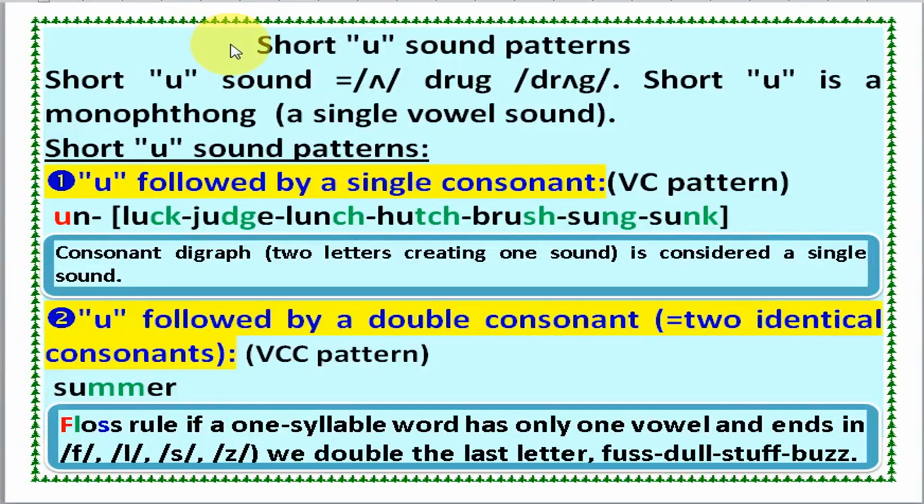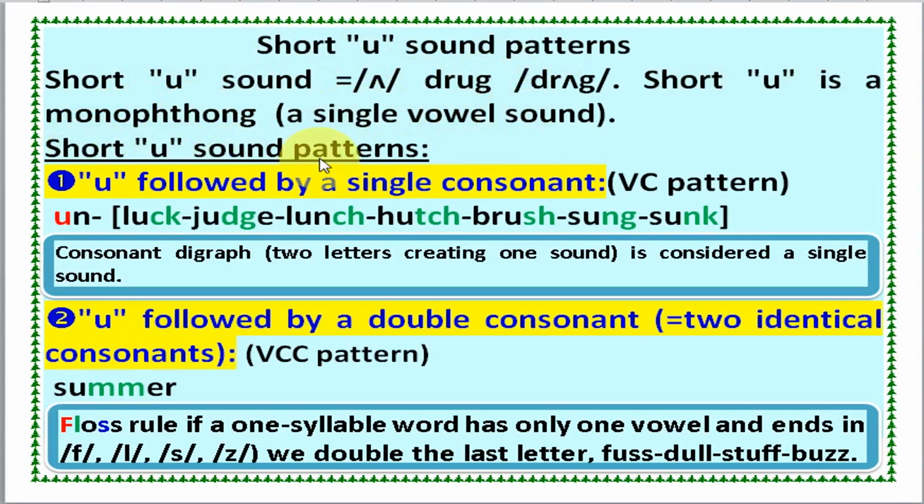In today's lesson, we're going to talk about the short U sound patterns. Short U sound is /ʌ/, like in "up" and "drop". Short U is a monophone, which means a single vowel sound.